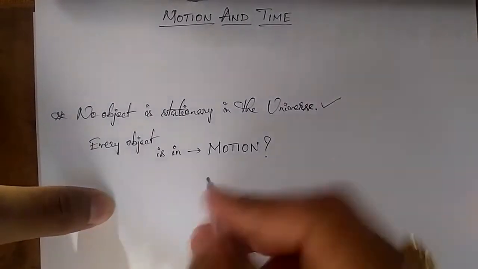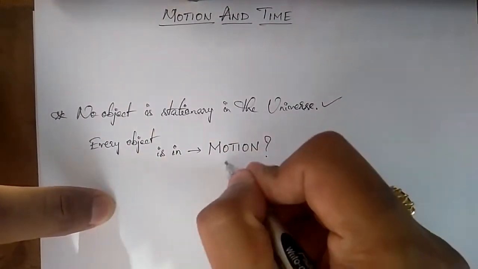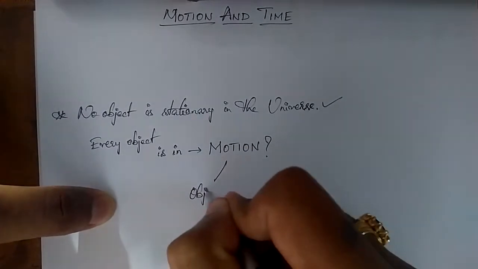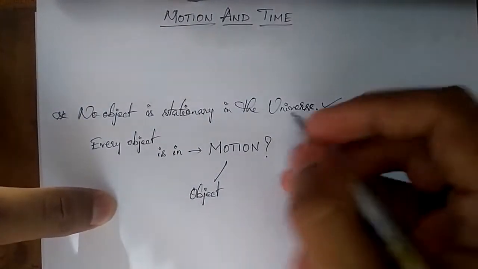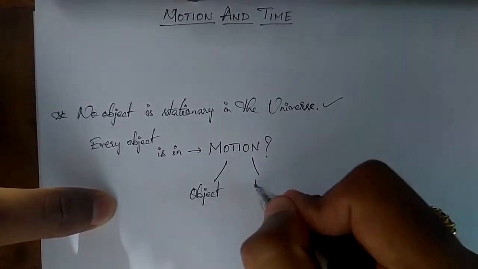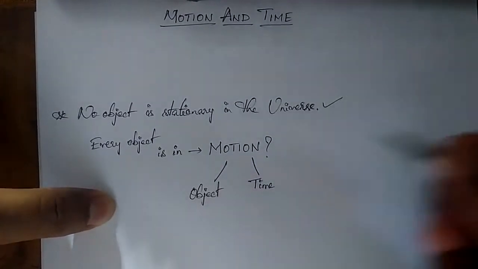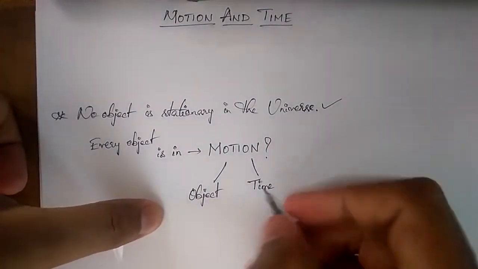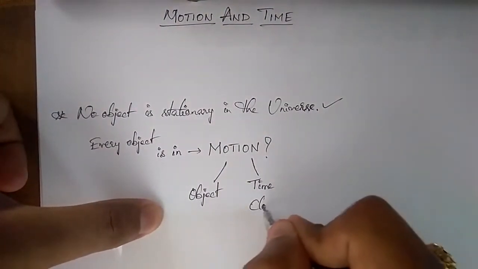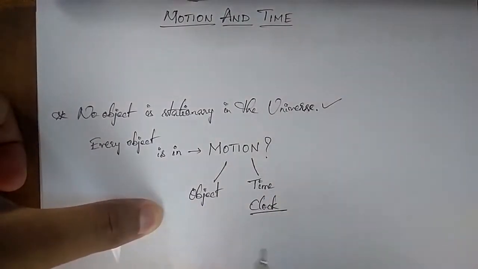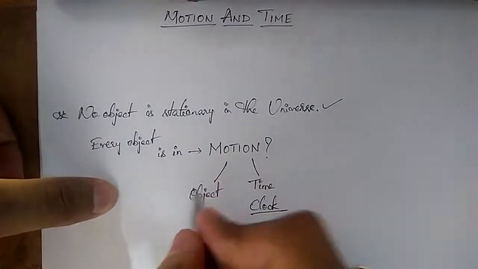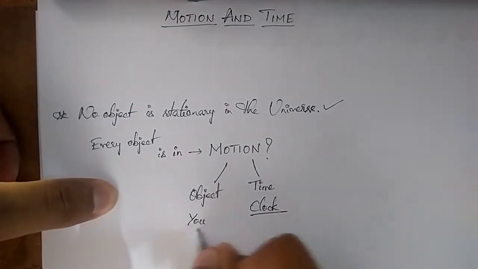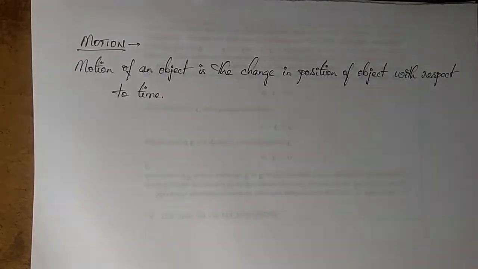Primarily, to define motion, we require an idea of what an object is, and also should have an idea of what time is all about. The idea of time can be well understood by seeing a clock. And you yourself are the simplest object to imagine. Motion of an object is defined as the change in the position of the object with respect to time.